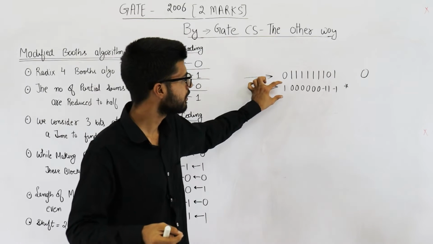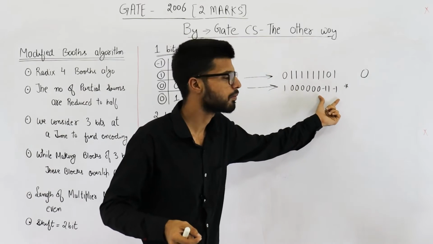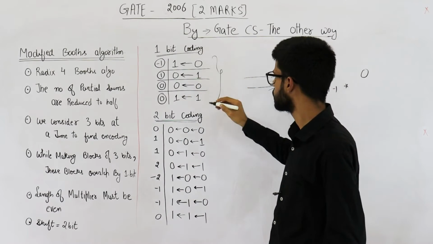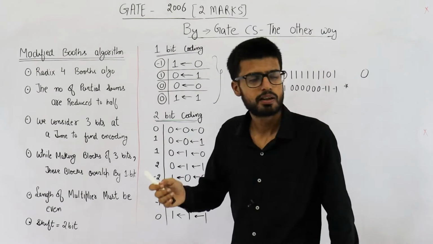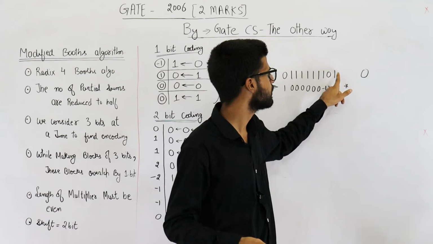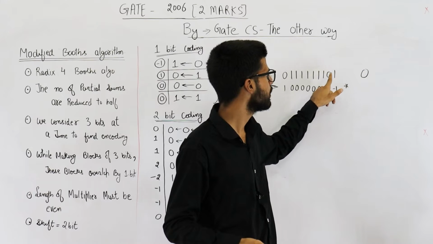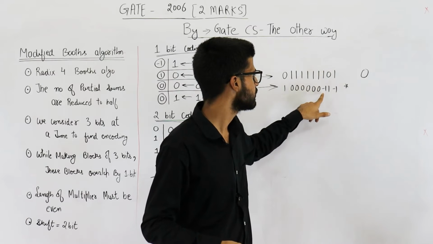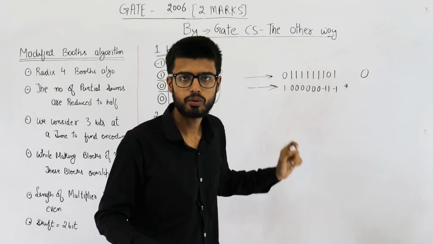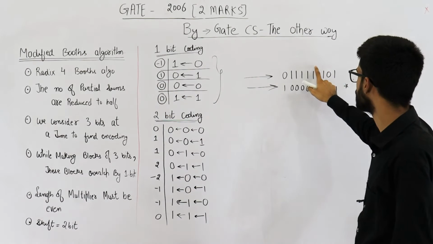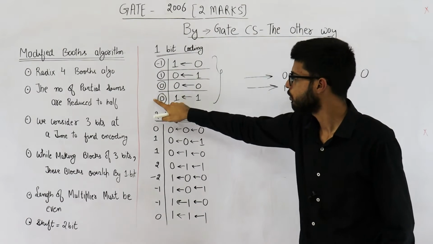Now, how do I know that this is the multiplier? For this, I've already told you such a table is used. We consider there's an imaginary 0 in the beginning. 0 to 1 transition means -1. 1 to 0 transition means 1. Then again 0 to 1 transition means -1 and so on. No transition means you will output a 0. So we have no transition here, we are going to output a 0.